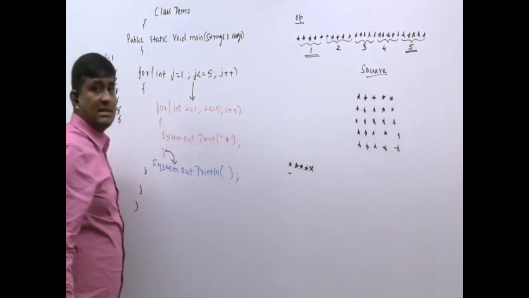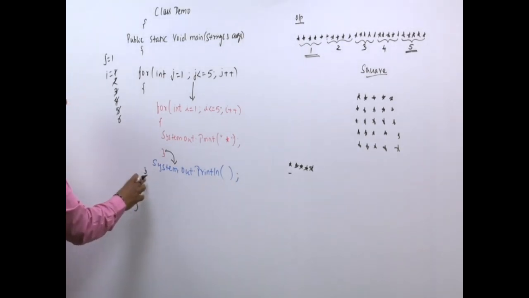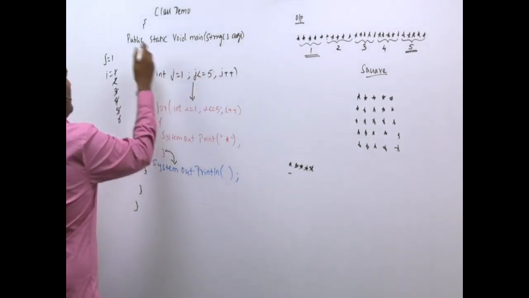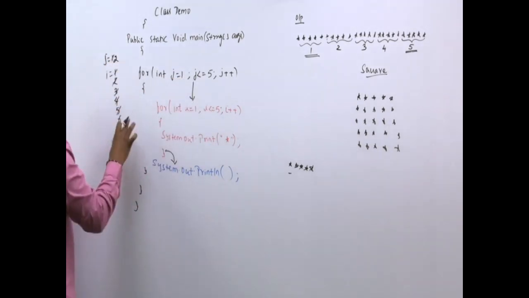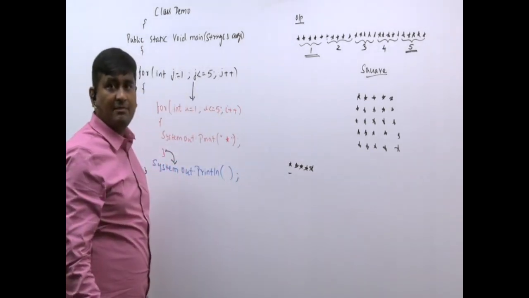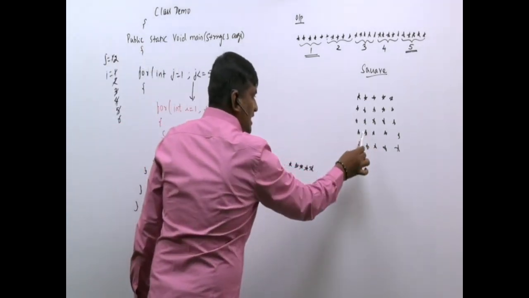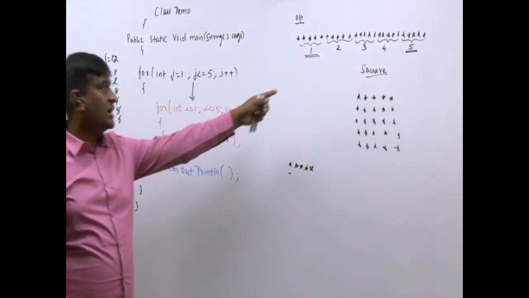Next line, like this. After that, this is the ending of the outer for loop. Control will go here. J will get incremented to 2. Is 2 less than or equal to 5? Yes, come inside. Again, this inner loop gets completely executed. Now again 5 stars will be displayed. Like that, 5 stars, 5 times, in different rows. That is only called as what? Square.